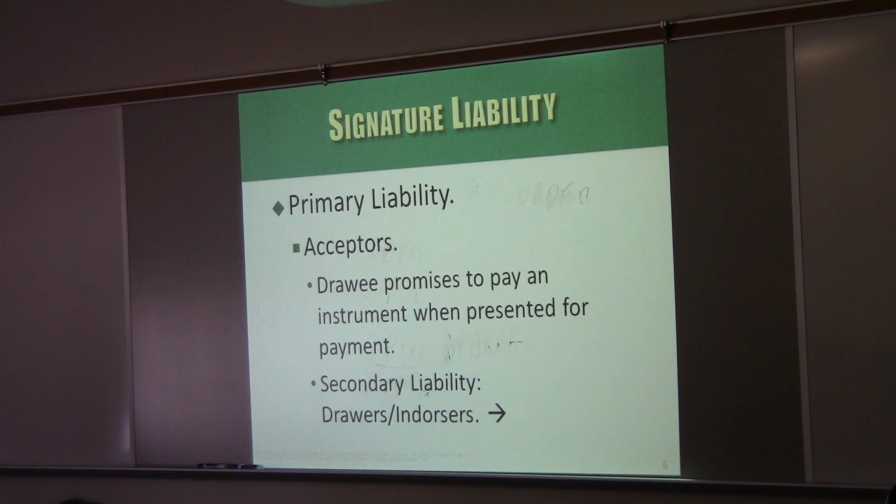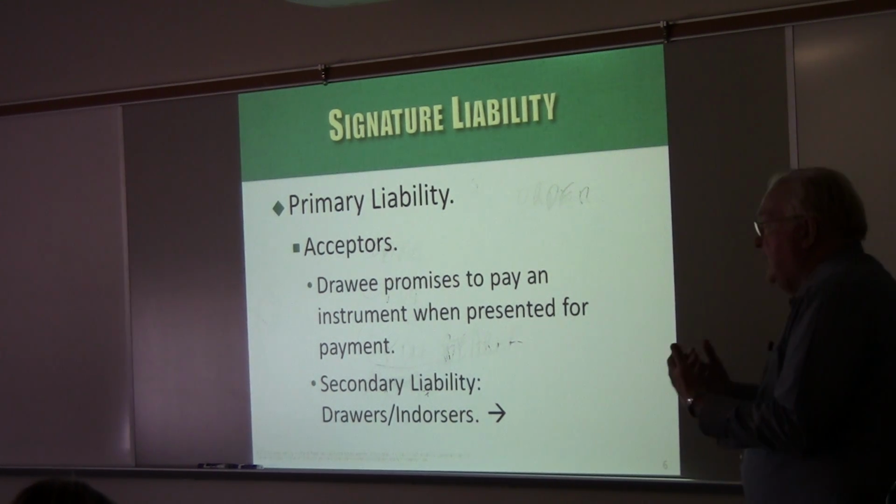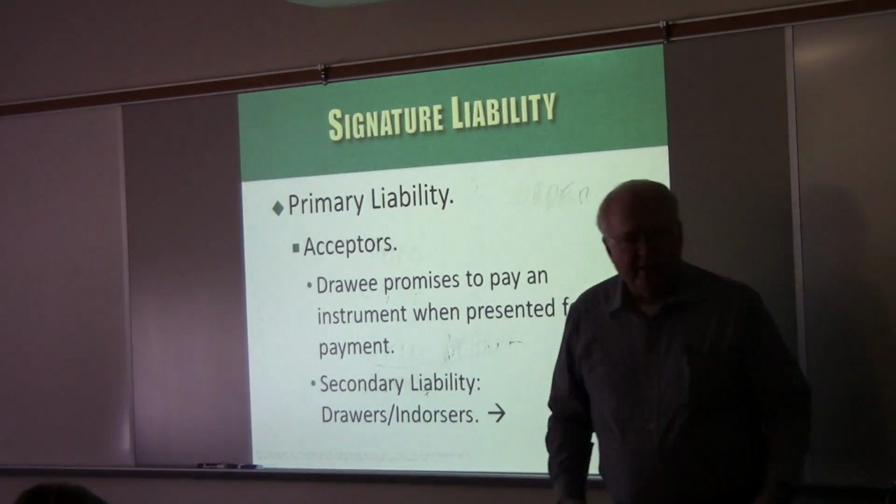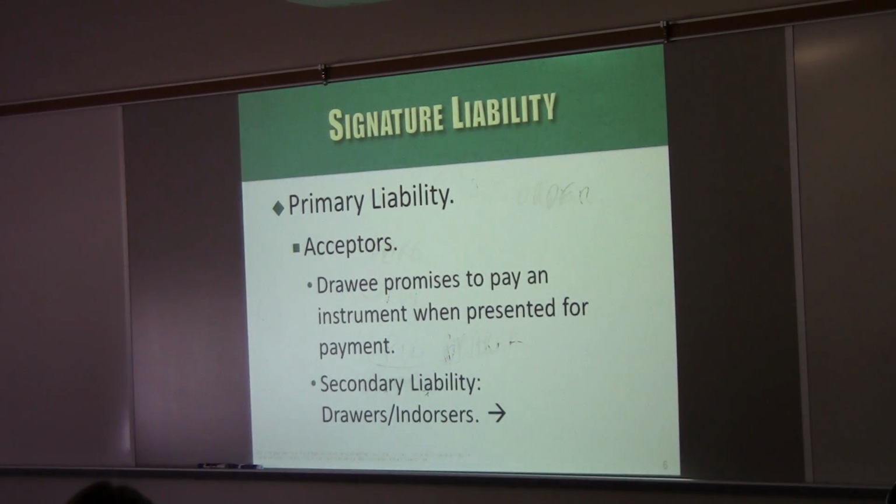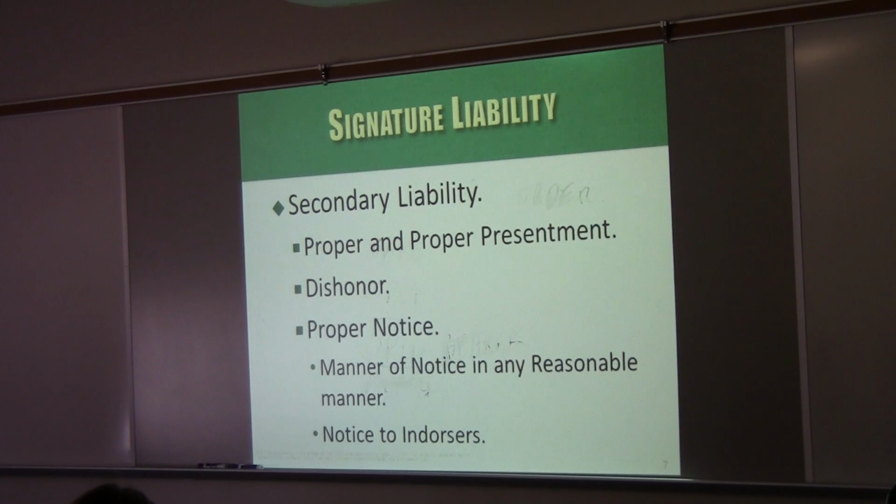Primary liability is to the acceptor, a drawee who promises to pay an instrument when presented for payment. Secondary liability is to the drawers and the endorsers. And I think, Kelsey, that makes sense because the primary liability should be the one that wrote the check. And the secondary liability, because she's the one that started the process moving, should be on the endorsers. Secondary liability requires proper presentment, dishonor, and proper notice. Notice of the dishonor could be in any reasonable manner.